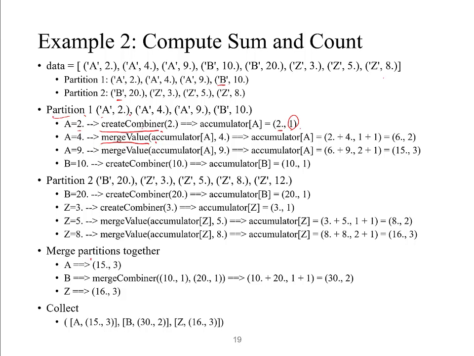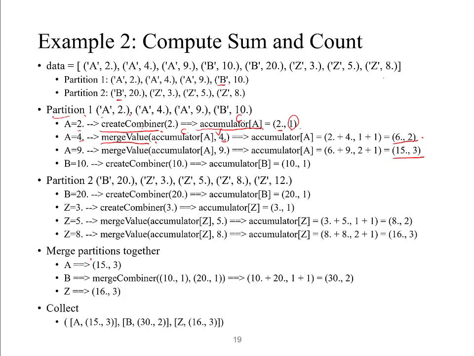And then we have this accumulator A, which is C here actually. So the C and the 4 is A's value. So this is V. So we have 2 plus 4 as the new sum and 1 plus 1 as the new count, which comes to 6 and 2. So for the same reason, we've got 15 and 3 here.